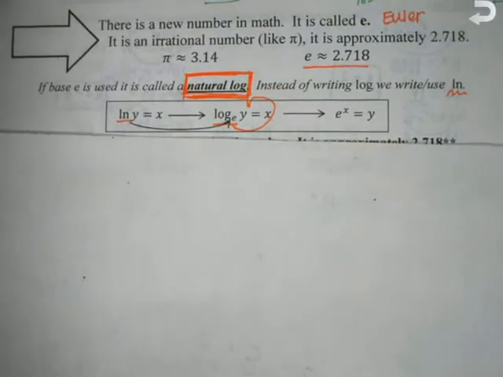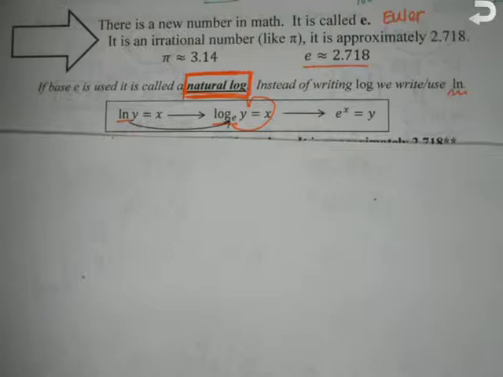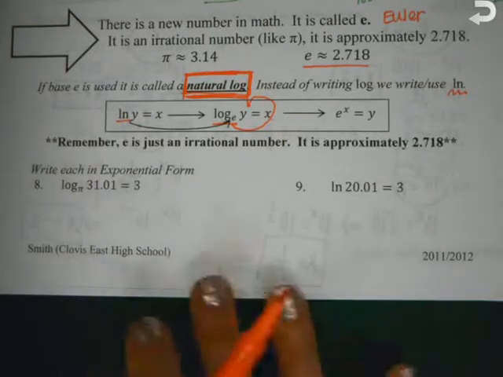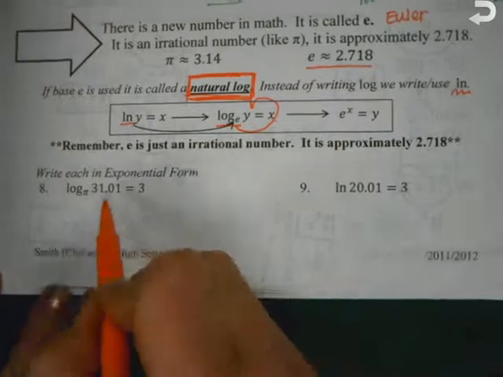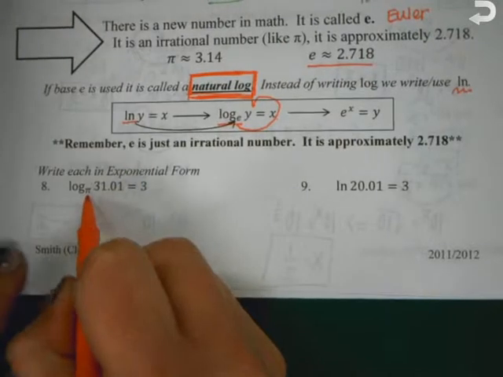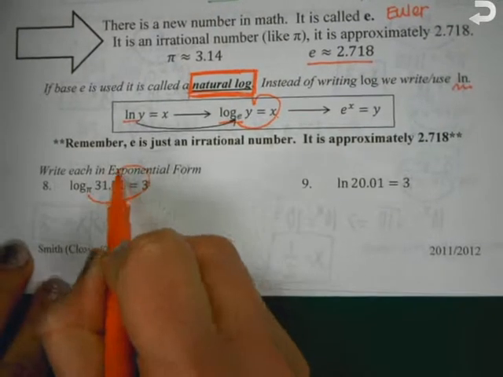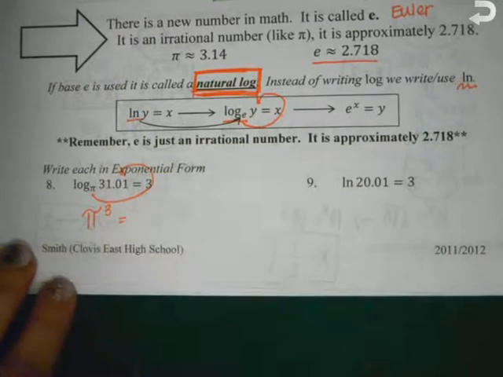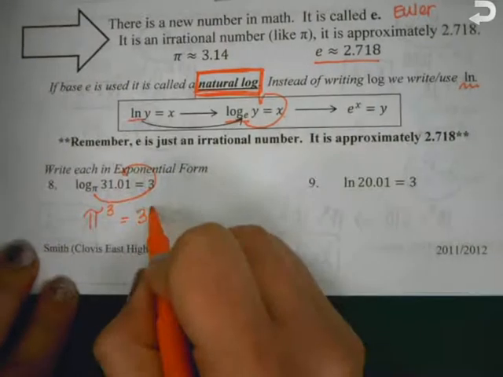Is that the same thing for pi also? Pi does not have a special type of log, but we still do everything exactly the same. So for our example 8, when we want to write it in exponential form, we start at pi, so our base is pi to the exponent 3, and that's going to equal 31.01. So we still do everything exactly the same, we're just using pi as our base this time.